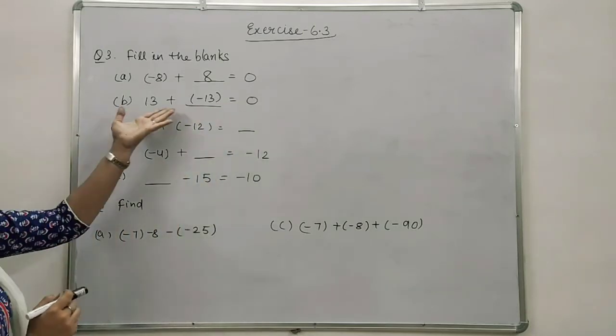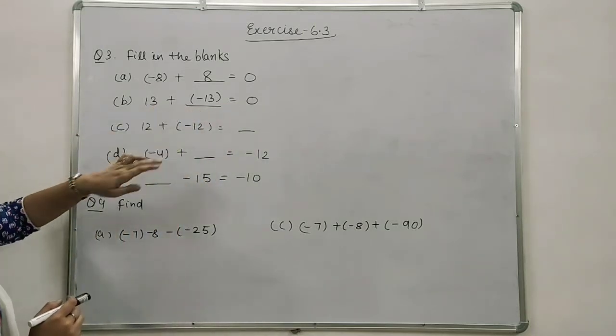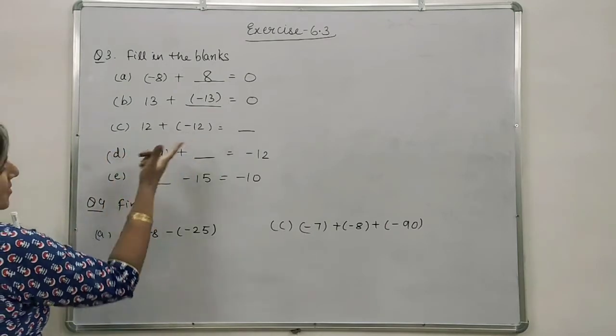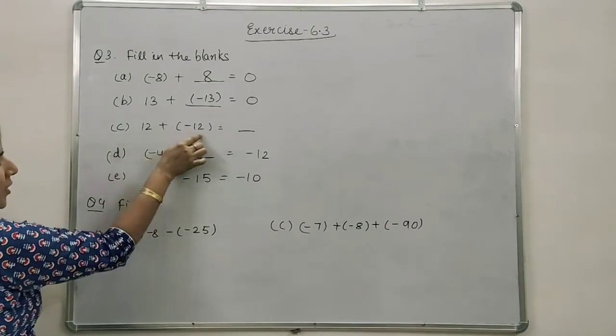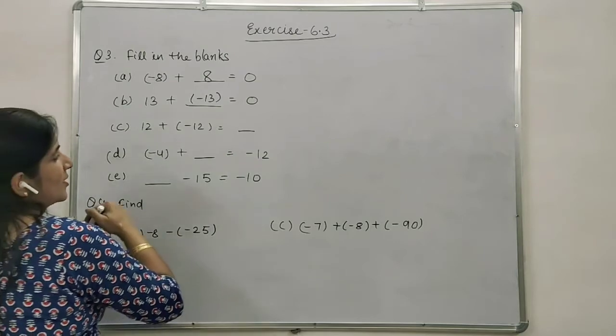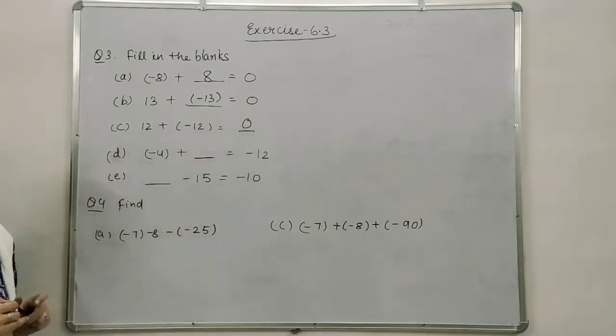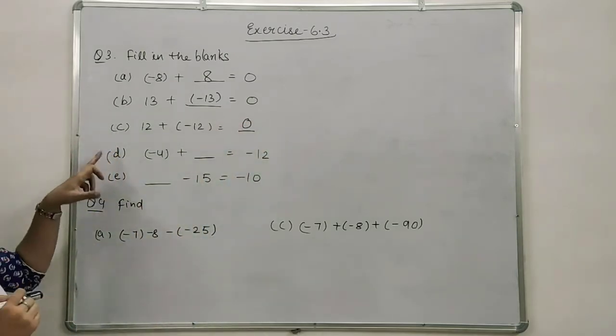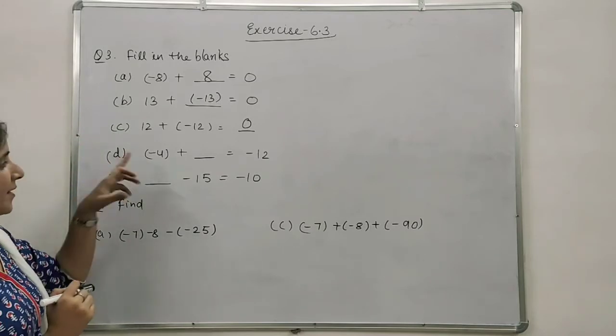Now it is already given like this. This is similar to this one. 12 plus minus 12 means both are equal numerals but with different signs, so the answer is 0. Now question number 3, D part, minus 4.